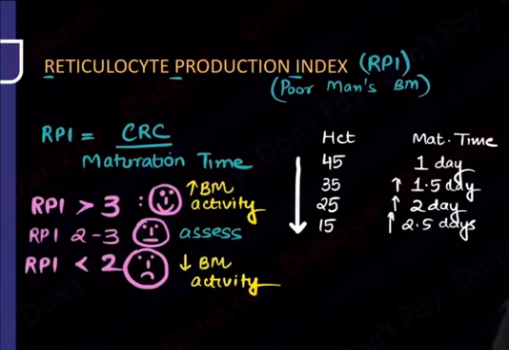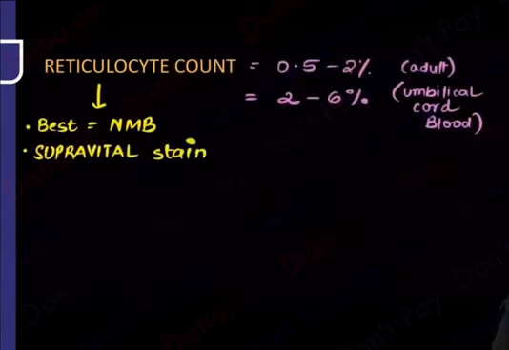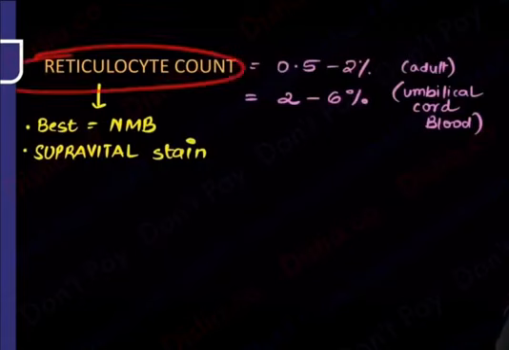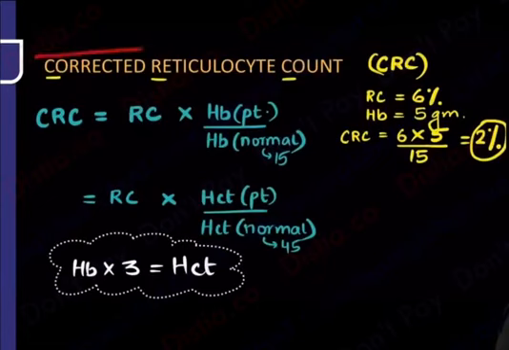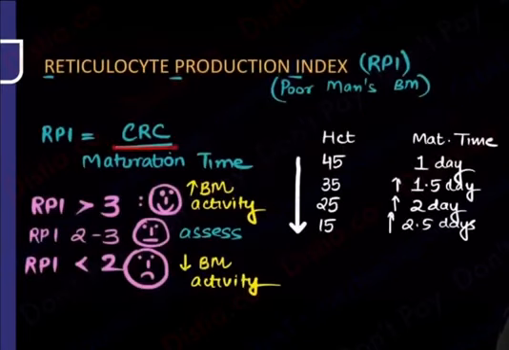So going forward, what are the 3-4 things that all of us are going to do, guys? First and foremost, we will find out, is the normal retic count given? Normal kitna hota hai? 0.5 to 2%. First, I will find out, whatever is the retic count, let me calculate CRC. What is CRC? Retic count multiplied by hemoglobin upon normal hemoglobin. Once I get the CRC, what do I calculate next? I divide the CRC with the maturation time and get a reticulocyte production index. If it is more than 3, bone marrow doing good work. Less than 2, bone marrow doing bad work. We are done with all the reticulocyte related questions.